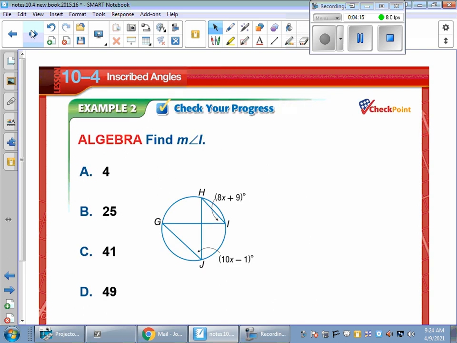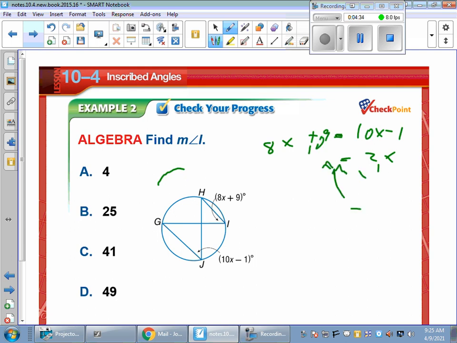Next, try the same type of example here. It intercepts the same arc, so set them equal to each other. 8x plus 9 equals 10x minus 1. Solve that, we get 2x equals 10, and x equals 5.